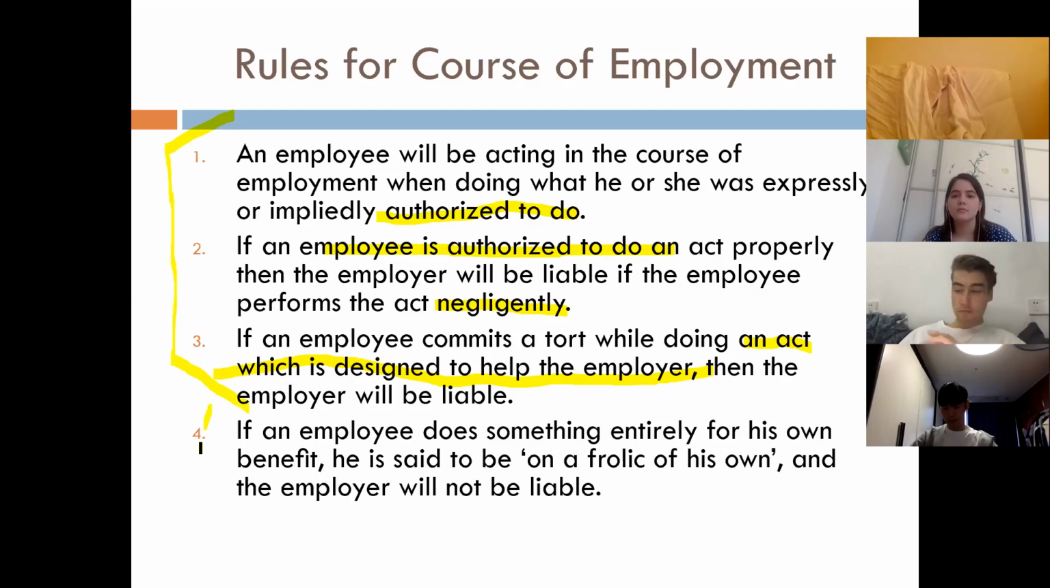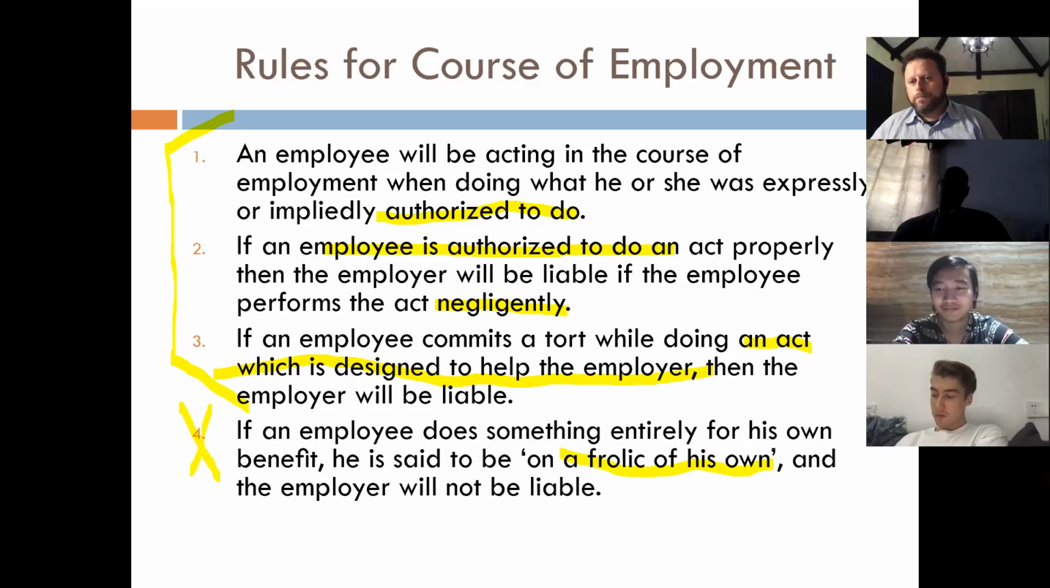Number 4 is not course of employment. That's called a frolic of one's own. A frolic of one's own is when you're doing something that the boss didn't tell you to do. So let's go back to, well, let's say I have a restaurant and I sell pizza. And Jody, you deliver my pizzas, okay?